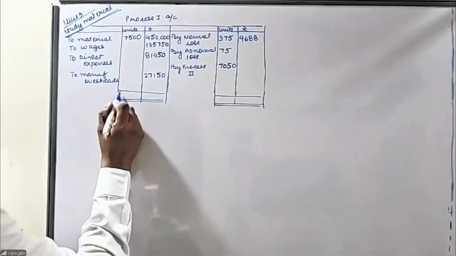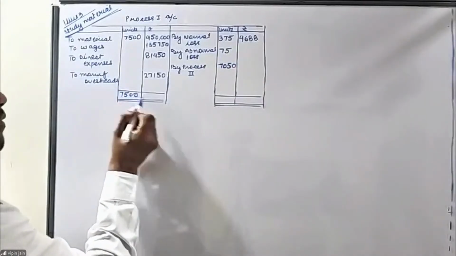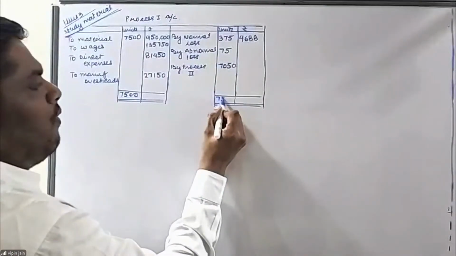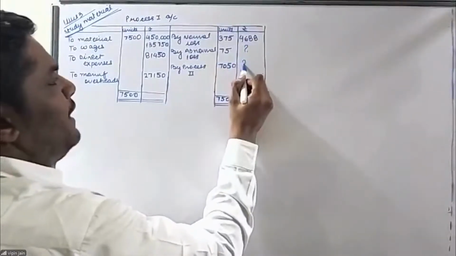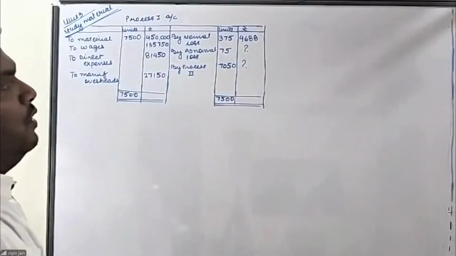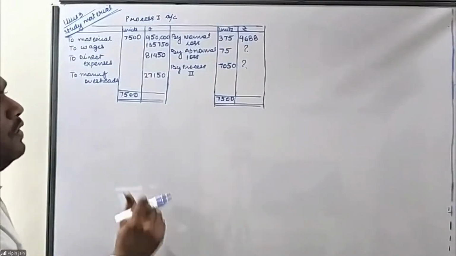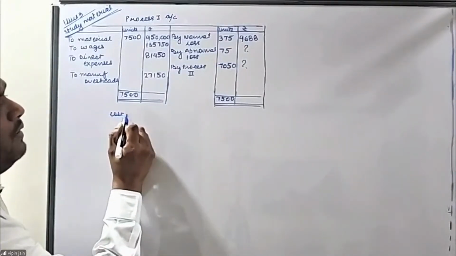Now, at the end of the day, we have to calculate this value. So let's start with the calculation of cost of good unit or cost per unit.